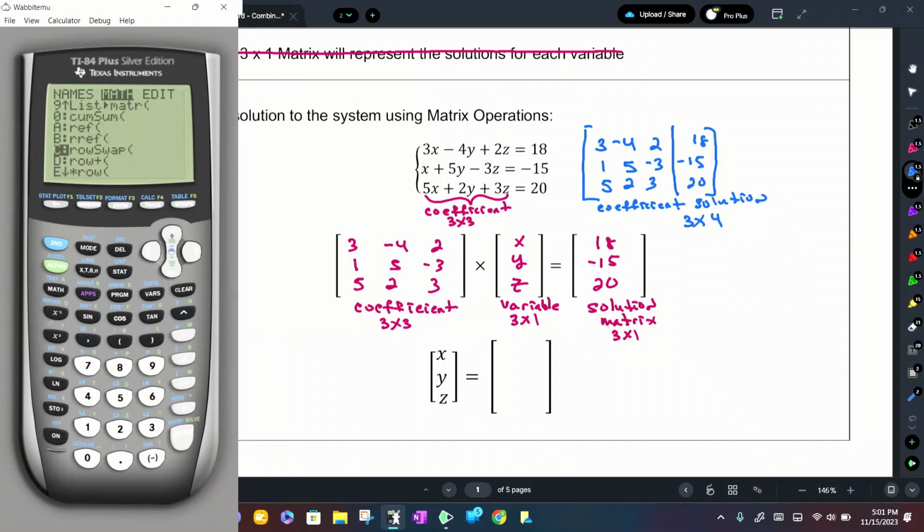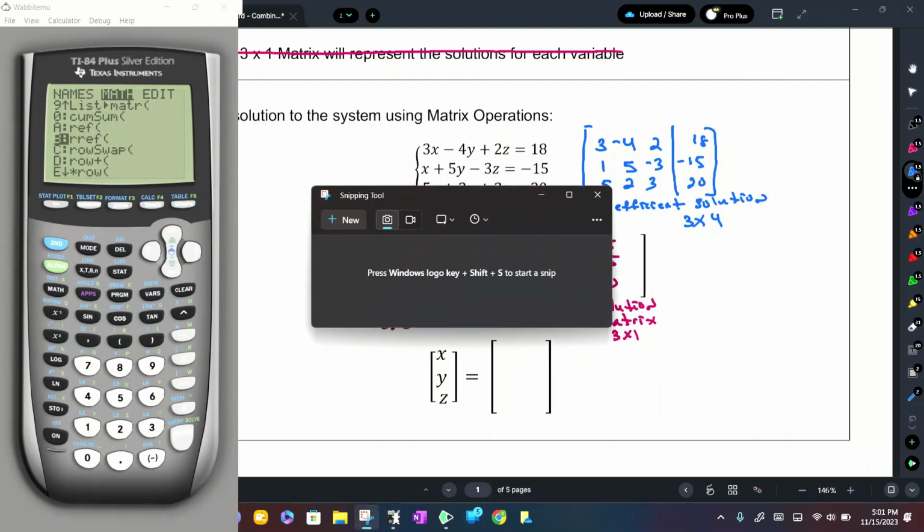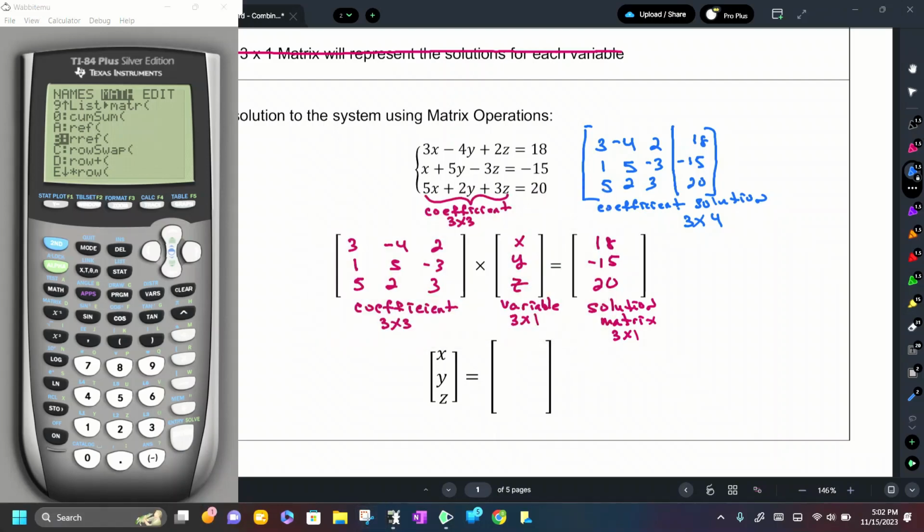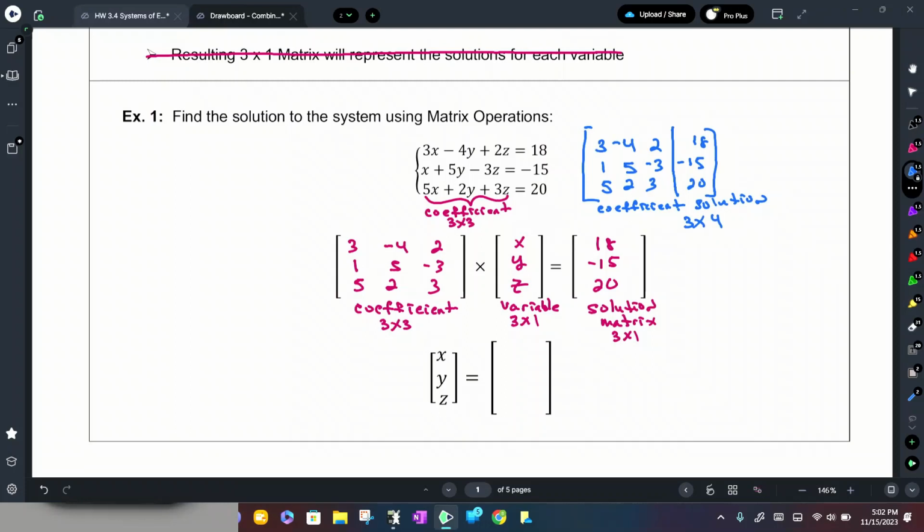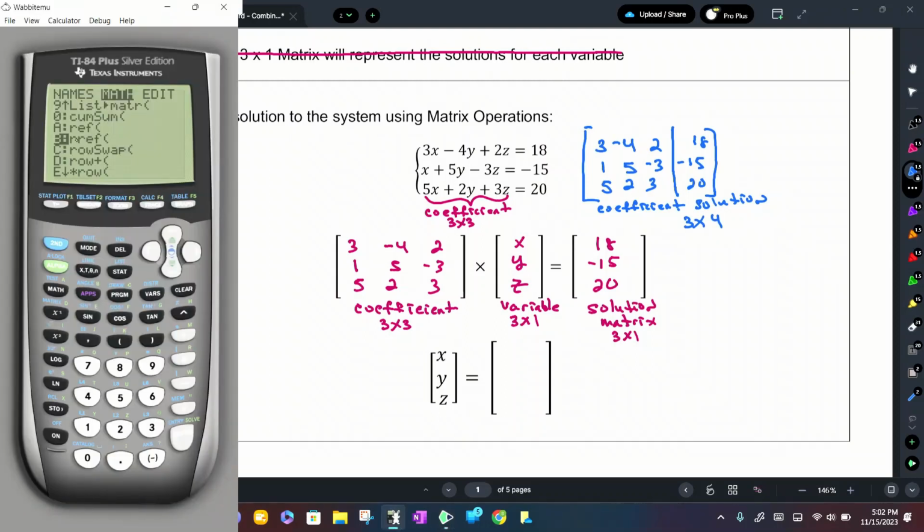And we're looking for RREF. And what this stands for is reduced row echelon form. Right above it, notice it says REF. That is not what we want. If you do REF, you'll get the wrong answer and you'll never know. So we are looking for reduced row echelon form, and that is option B. So we're going to hit enter. We're getting the calculator ready. We're telling it what we want it to do, and we want it to find the reduced row echelon form.